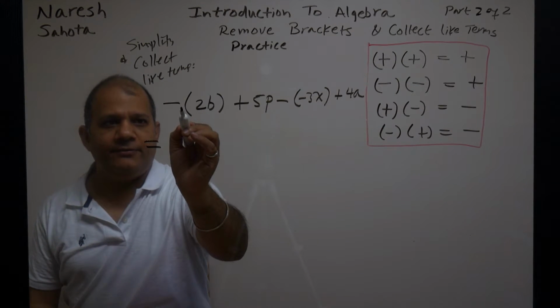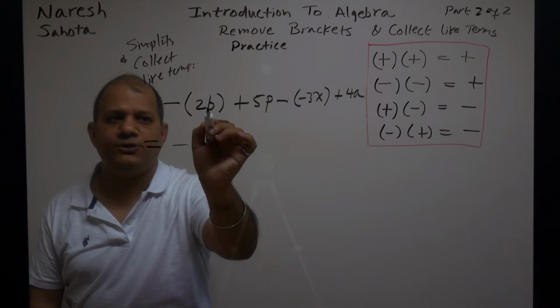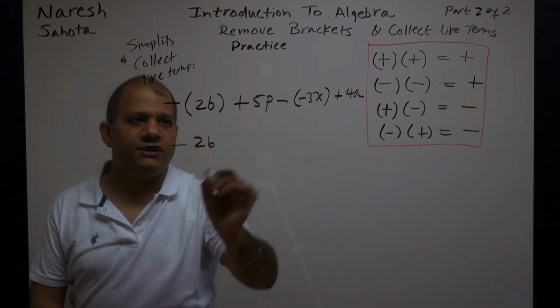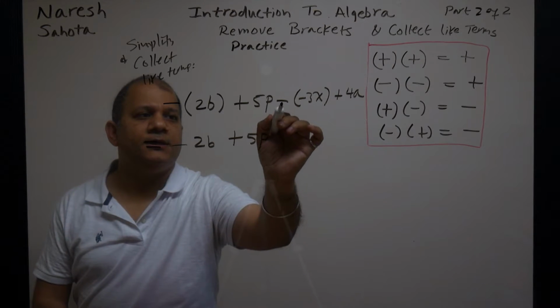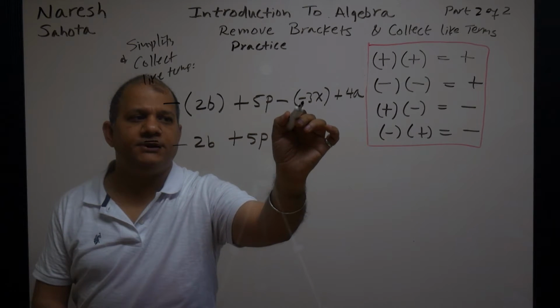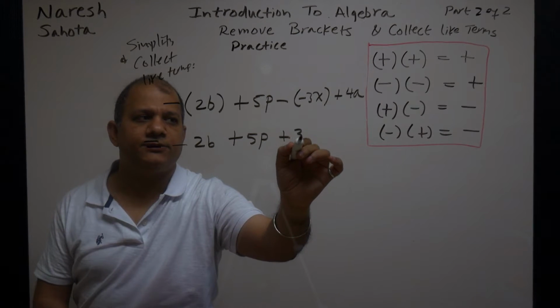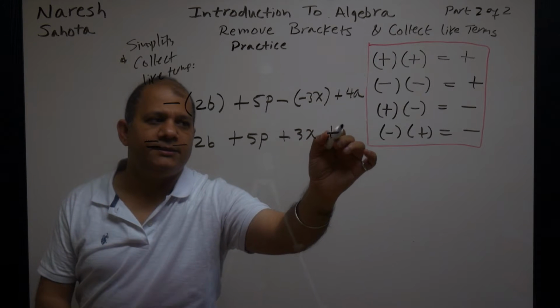So negative times positive is negative. 1 times 2b is 2b. Bracket removed. 5p, no brackets, gets copied. Next, negative times negative is positive. 1 times 3x is 3x. Last term, nothing to remove, gets copied.